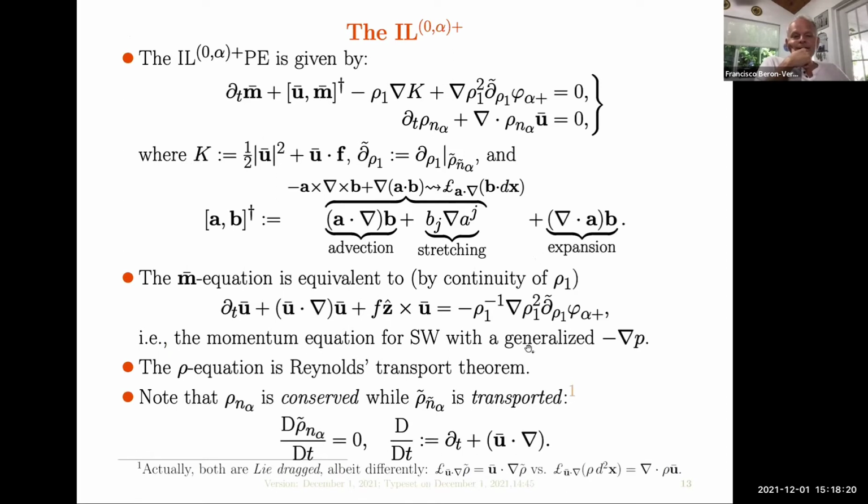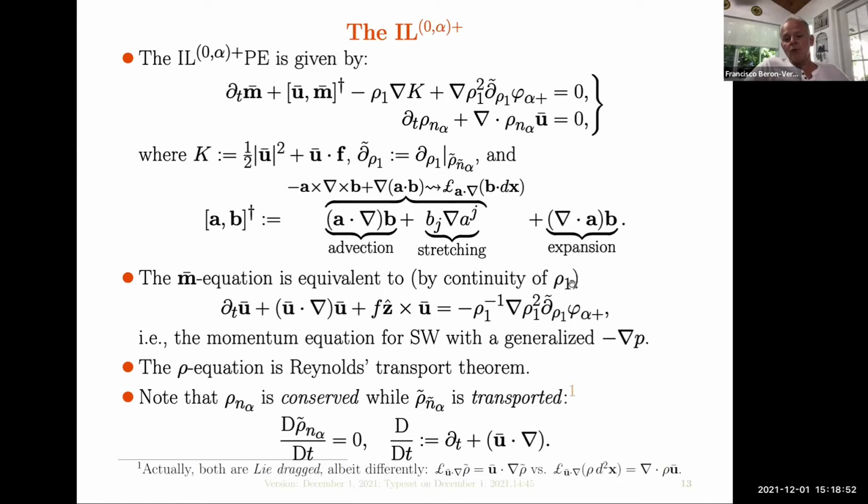Okay, so this is what we have. The model that I'm proposing is the one that I'm showing there. You're going to have a momentum type of equation and equations for conserved quantities. This object here is defined in this equation here. It has the advection of the quantity B by A, where A is the velocity, the stretching component of that, and the expansion.